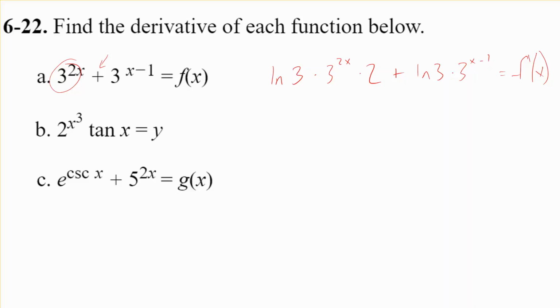Now b is going to involve a... All right, in the next one we're definitely going to say times. So we've got our product rule. So I'm going to just write them over here. 2 to the x cubed. The derivative of that is the natural log of 2 times 2 to the x cubed times 3x squared. There's our chain rule. The other one we've got is tan x. The derivative of tan x is secant squared x. So then we do our 2/3 bow tie.